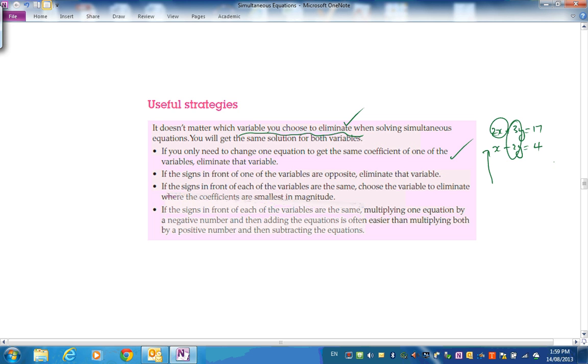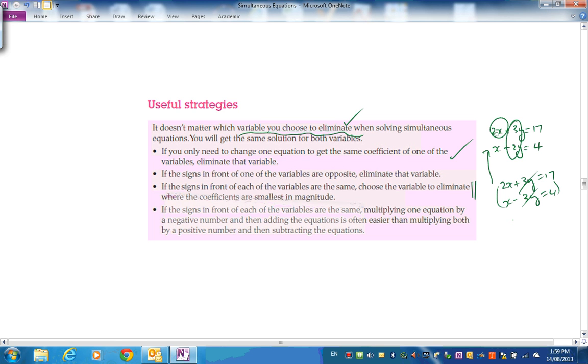If the signs in front of one of the variables are opposite, eliminate that variable. So you might have here, if we made this 2x plus 3y equals 17, and x take 3y equals 4, go with adding those two up and it'll get rid of that one. Think about it, in other words. If the signs in front of each of the variables are the same, choose a variable to eliminate where the coefficients are smallest in magnitude. So you keep the numbers down.